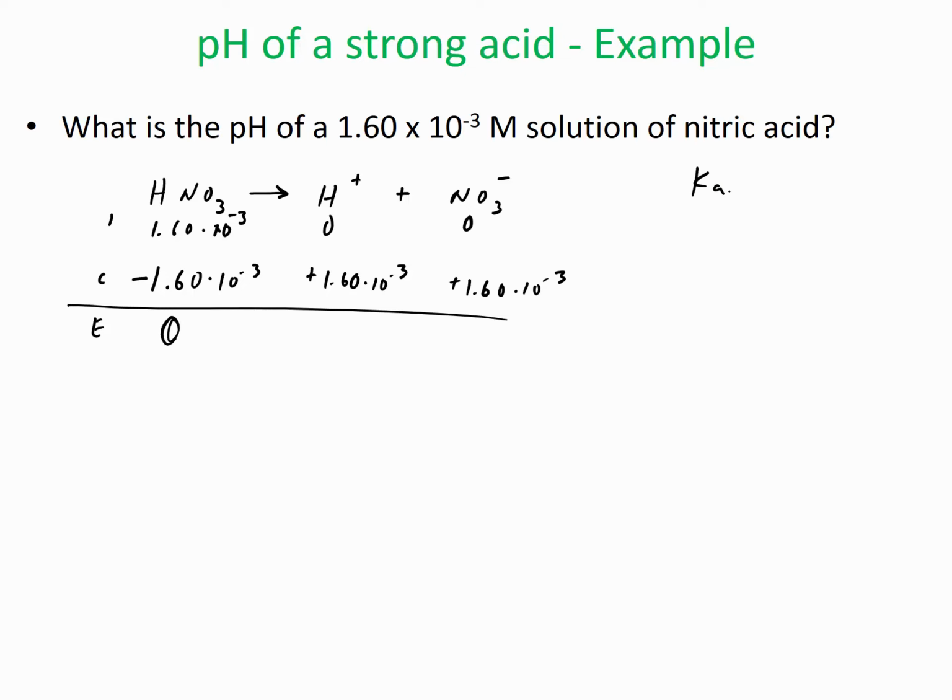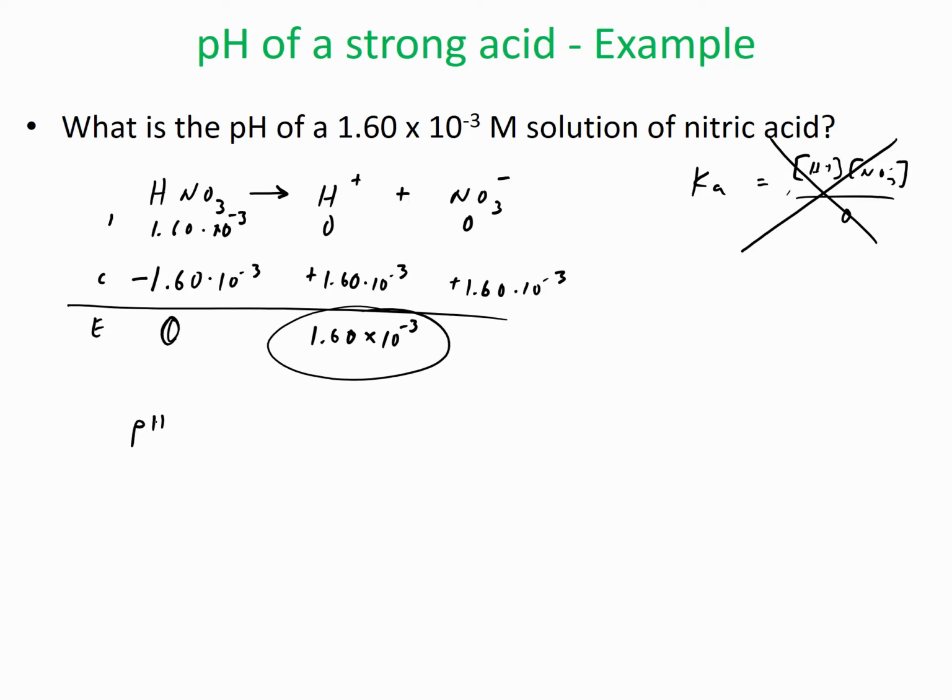Again, that's why we don't have Kas. If we try to write an expression, it would be over 0, which is undefined. That's one of the underlying reasons why all of this works in this whole video. So this is our amount of H plus, and remember our pH is the negative log of that number. So in this case, it would be this. Again, the reason I wrote this all out is just to show you that all of this goes here.